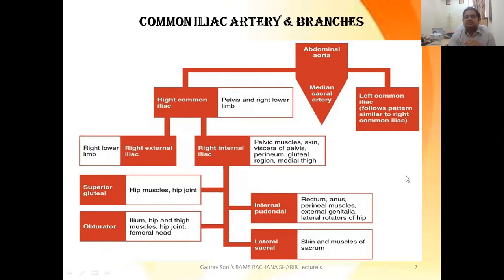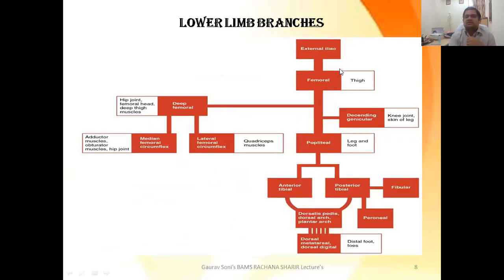So this is the schematic division of the right common iliac artery, or you can just call it the common iliac artery. Now talking about the branches of the external iliac, again the lower limb branches. It gives the femoral artery, which supplies the thigh.